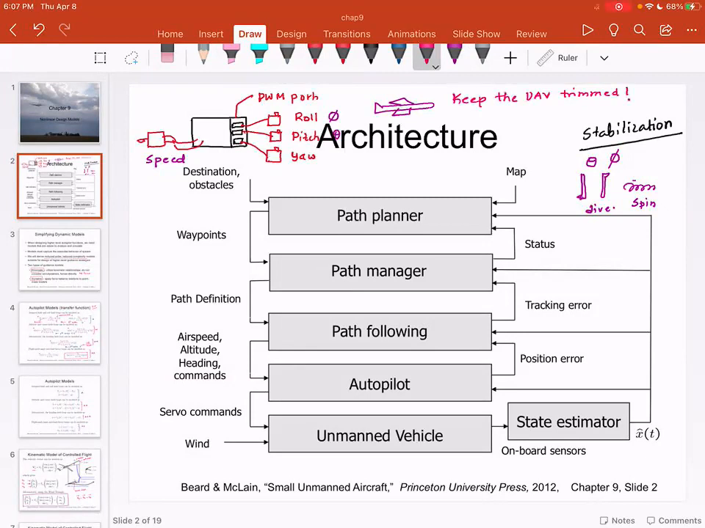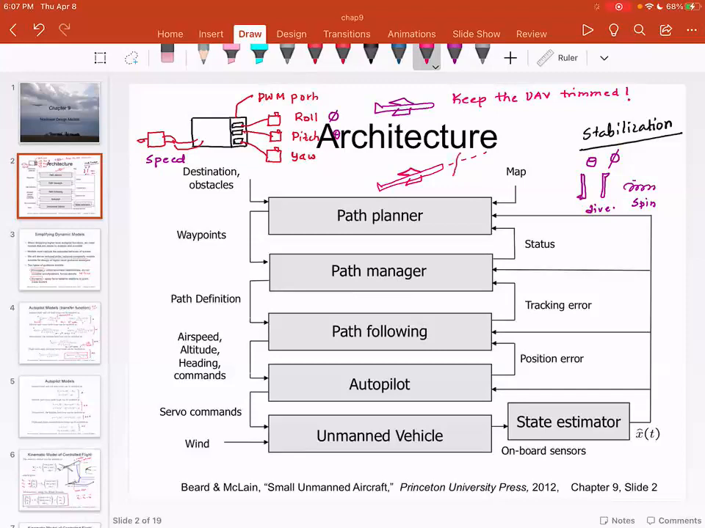So if you are in a level flight, make sure that the autopilot is controlling the speed, roll, and pitch angle so that the aircraft is in level flight. If the aircraft is programmed to climb, then the autopilot would want to make sure that the aircraft is climbing at that particular angle.